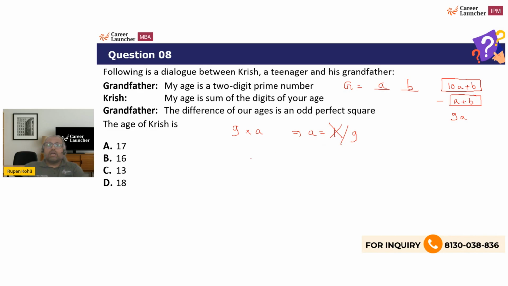So therefore, now coming to the fact that remember grandfather was saying my age is a two-digit prime number. We have not yet used this constraint. So now grandfather is AB, A is 9. The only two-digit prime number starting with 9 is 97. So I think that is done. Grandfather is 97. Krish is 9 plus 7, 16 years of age. 97 minus 16, the difference of their ages is 81, which is 9 square. All the conditions are being satisfied. So our Krish is 16 years old.